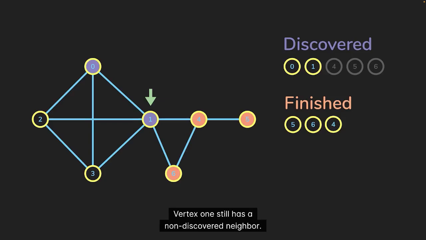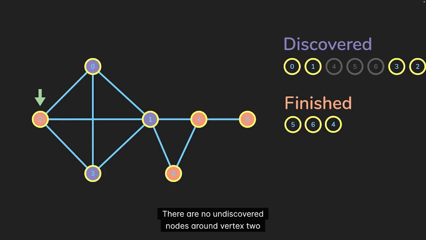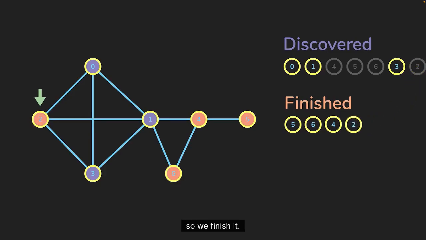Vertex 1 still has a non-discovered neighbor, so we go to 3. We mark 3 as discovered and we see that we have an undiscovered vertex 2, so we go over there. We discover it. There are no undiscovered nodes around vertex 2, so we finish it.